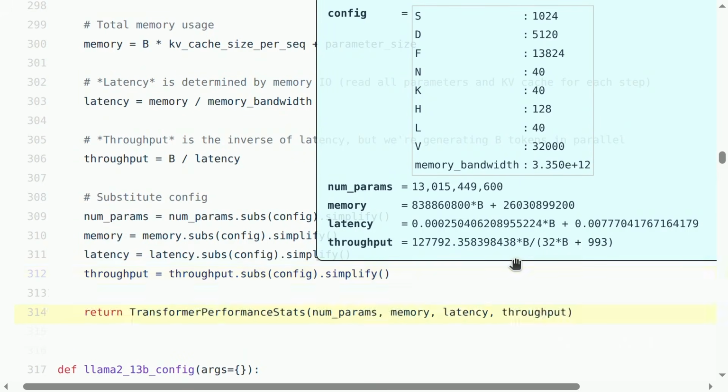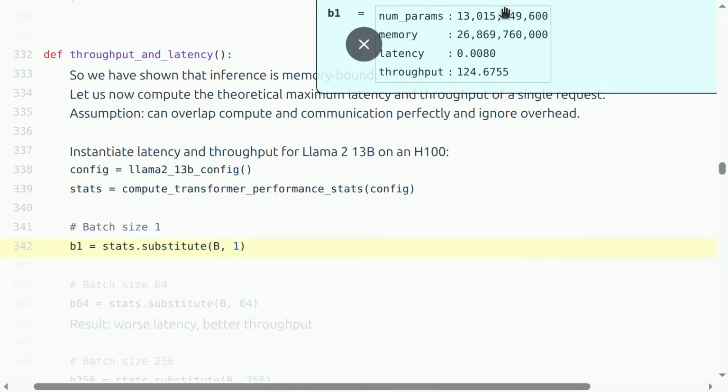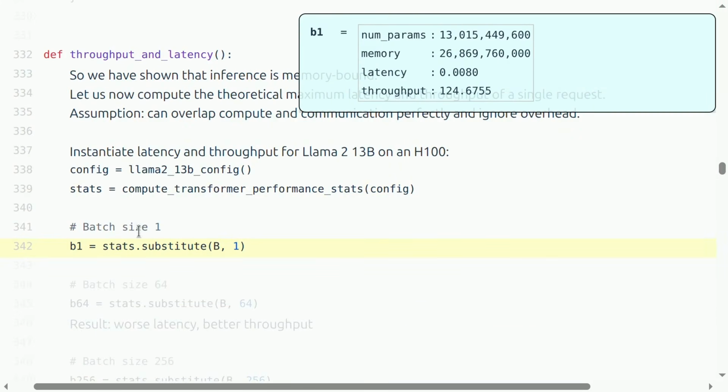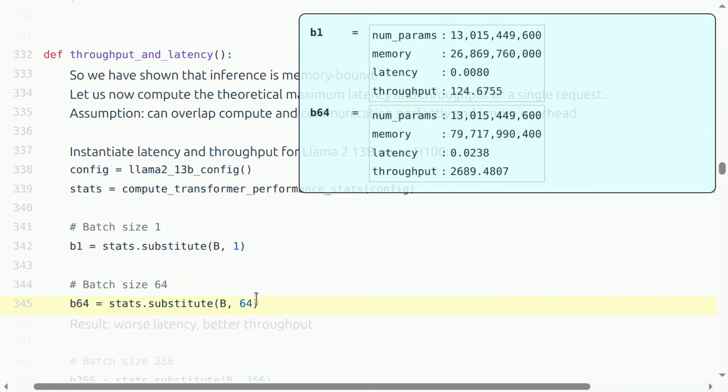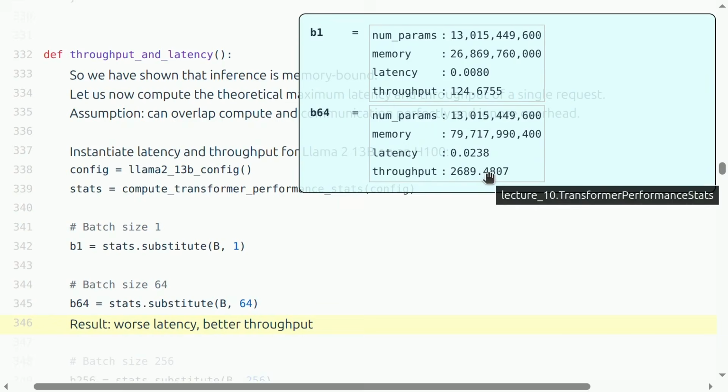Okay, so now let's instantiate this for a bunch of situations. Okay, so if you have batch size 1, this is what you would get. You get a latency of 0.008 seconds per token, and the throughput is 124 tokens per second. So what happens if you increase the batch size, you'll see that the latency goes up, but the throughput also goes up. So latency gets worse, but the throughput improves.